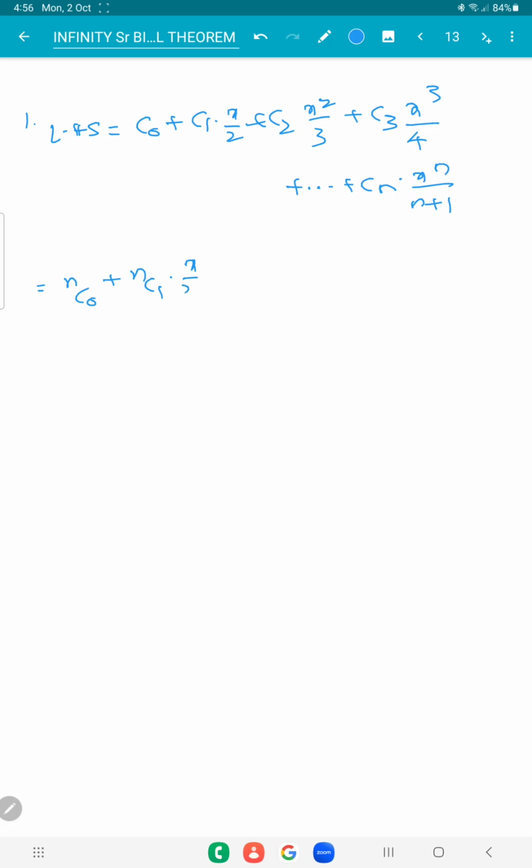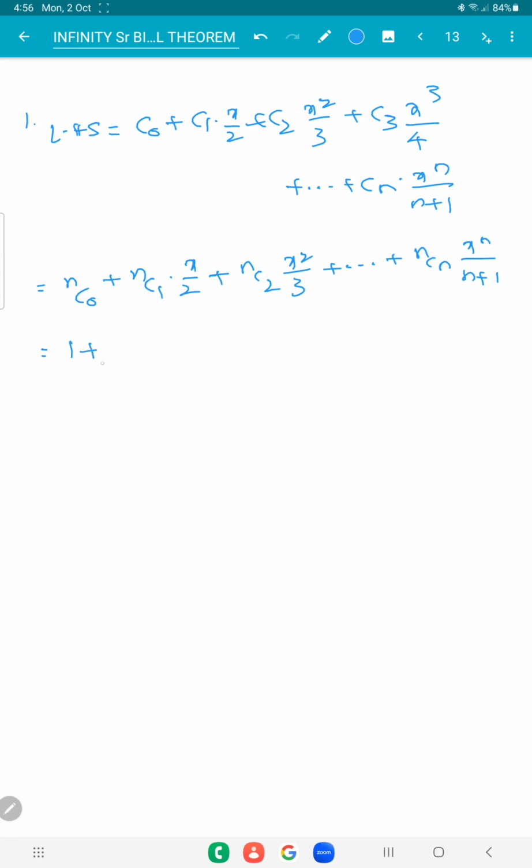Left hand side is given as C0 plus C1 x by 2 plus C2 x squared by 3 plus C3 x cubed by 4 plus and so on plus Cn x power n by n plus 1. That is the left hand side. So let us write that clearly. What is NC0? That is C0 is NC0, NC1 into x by 2, NC2 into x squared by 3 plus and so on plus last term is NCn x power n by n plus 1. So that is equal to NC0.